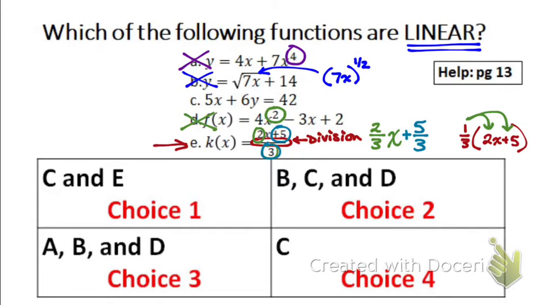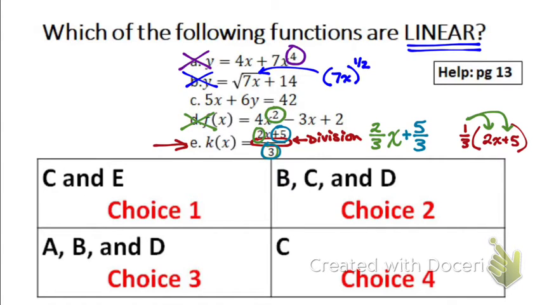5/3. If I wanted to write it so that it looked like slope-intercept form, this is how I would do it from that fraction. There cannot be any variables on the bottom of the fraction. If there are variables there, it is not linear. If it is just numbers, we're good and we distribute that.